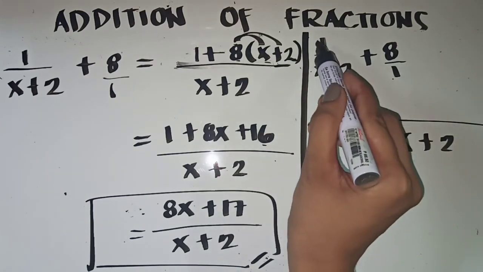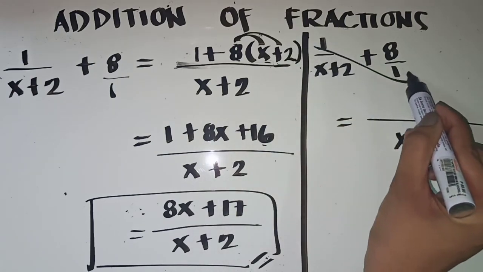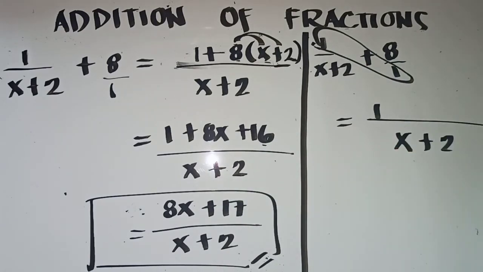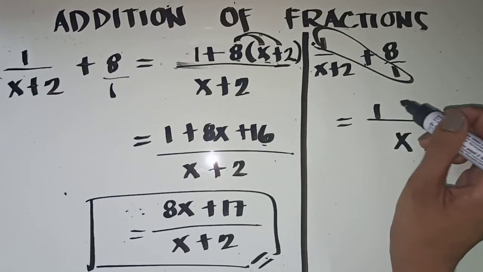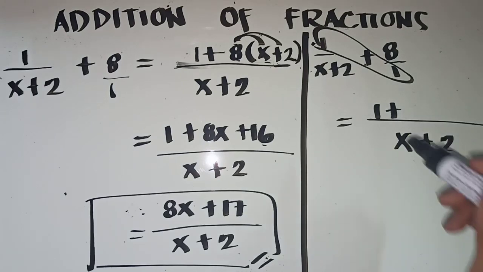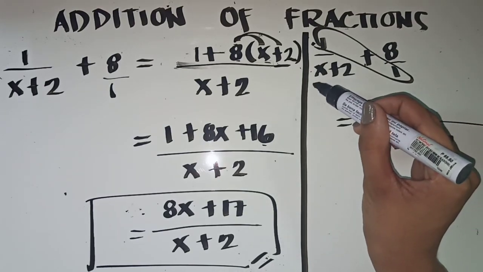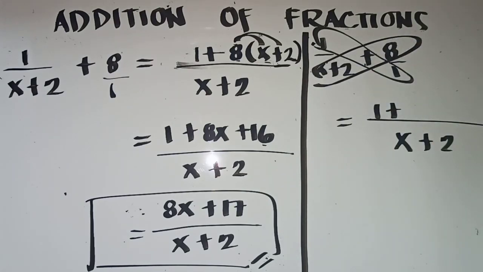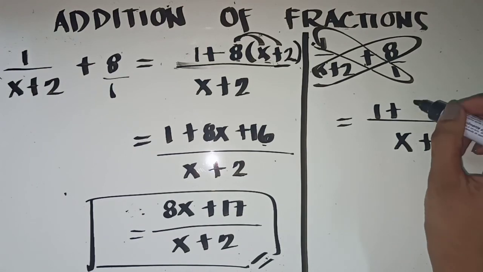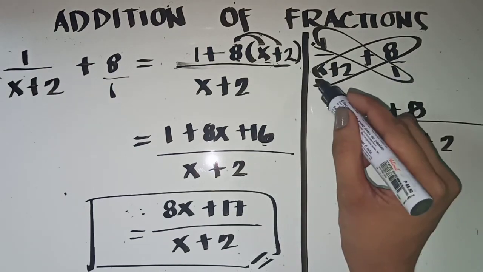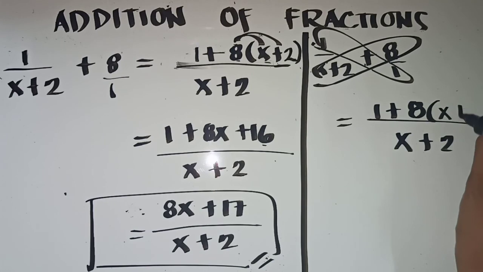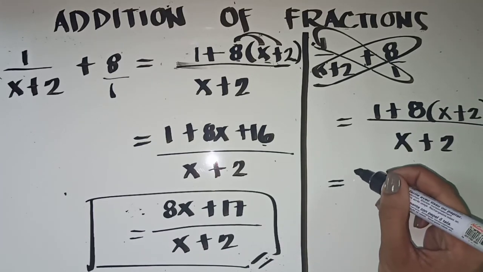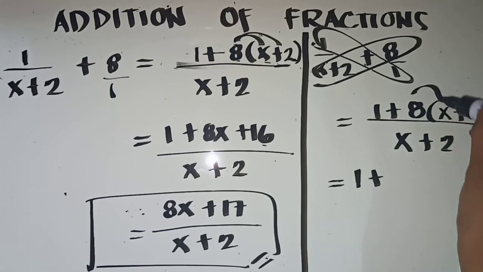Okay, next. Itong numerator na to is imumultiply natin sa denominator ng second term. 1 multiplied by 1 is 1. Then, copy the operation, which is addition. Next, itong denominator ni first term ay imumultiply natin sa numerator ni second term. So, magkakaroon tayo ng 8 multiply by x plus 2. Okay, so next, 1 plus yung 8 i-distribute.